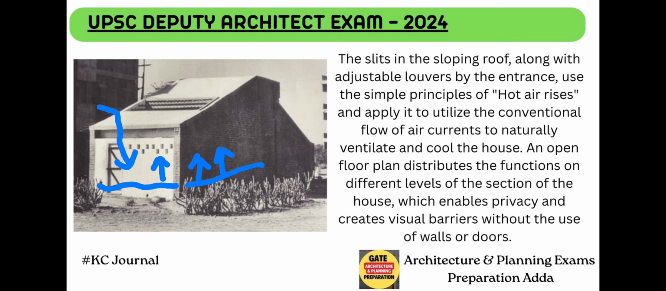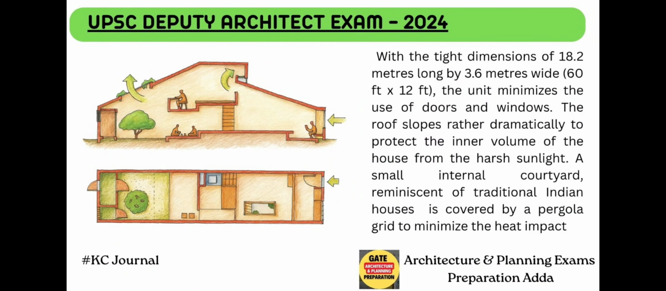right? Hot air rises, utilizing the conventional flow of air currents to naturally ventilate and cool the house. Natural ventilation, so the hot air that is rising will escape through these slit louvers. It will escape from the house and the house will be cooler. An open floor plan distributes the functions on different levels of the section and house, which enables privacy and creates visual areas. So he has played with levels also. We will see in the section. He has played with levels also, guys.